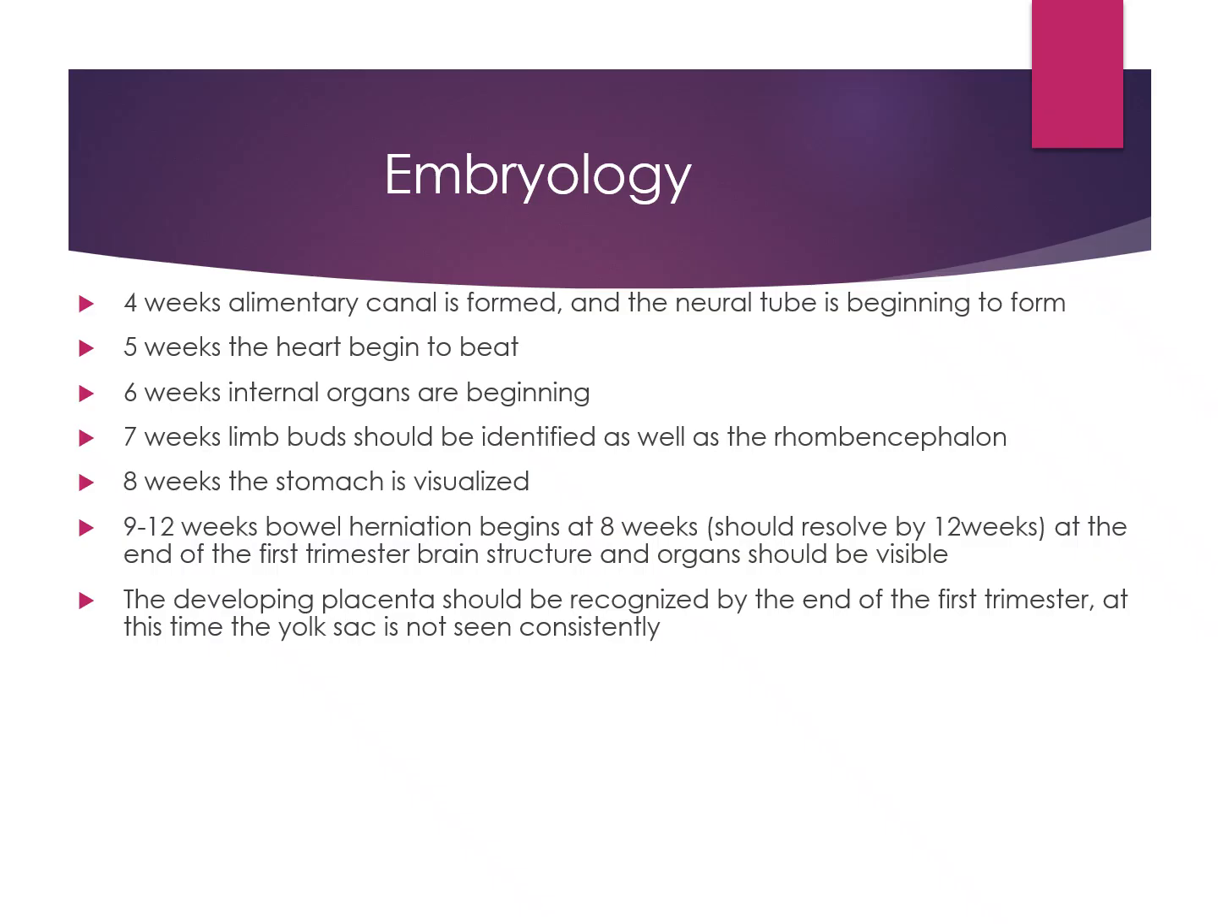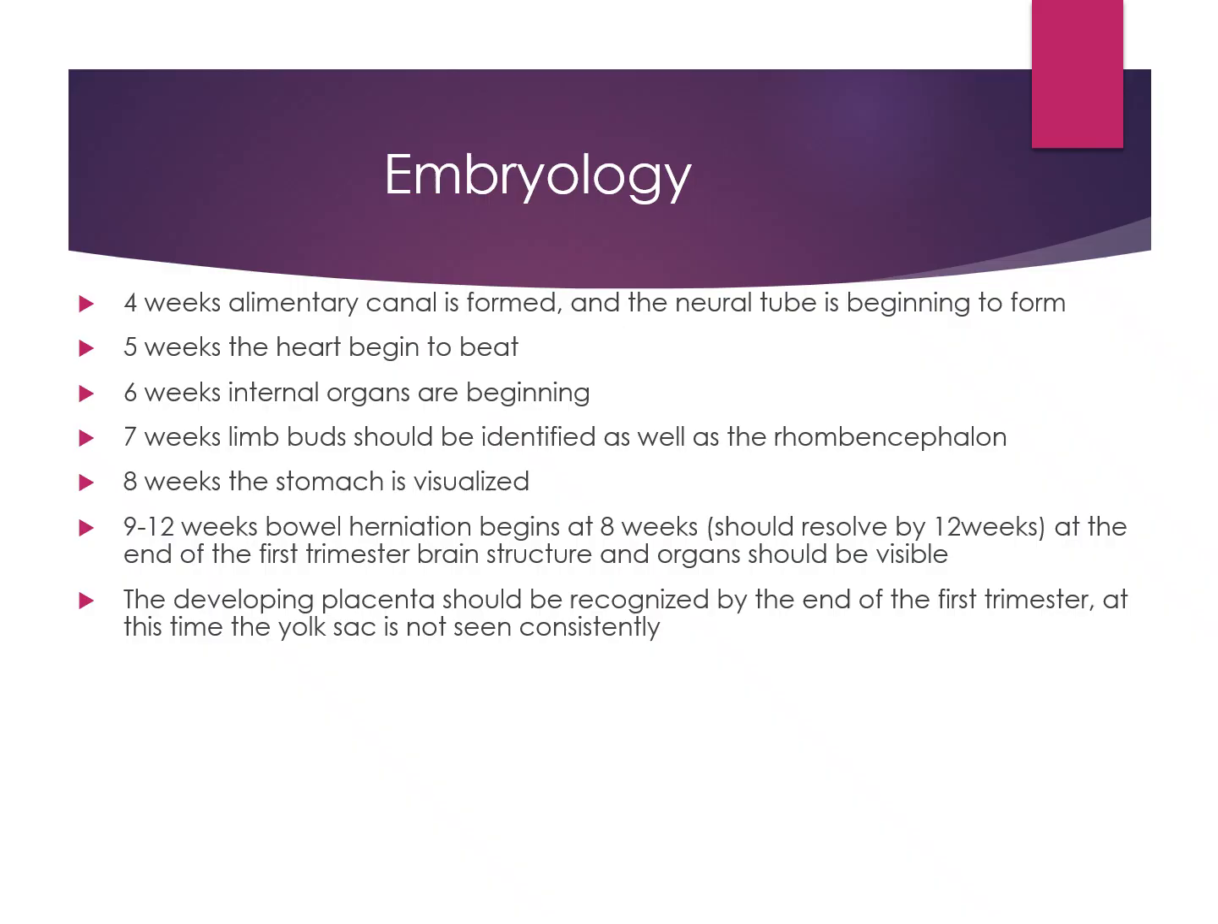6 weeks, we start getting internal organs beginning. Week 7, we get arm buds and the rhombencephalon. So if you're seeing the rhombencephalon on your ultrasound, you can estimate that fetus is somewhere between 6 and 7 weeks. 8 weeks, we have a stomach. That's that organogenesis. Our internal organs are present and visible now.